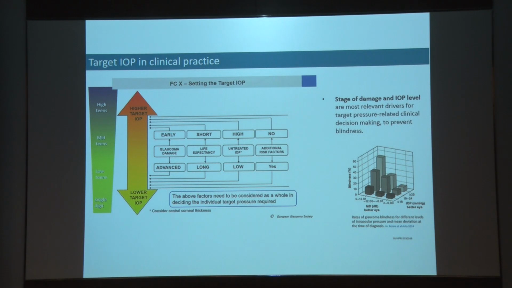The stage of damage and IOP level are the most important drivers for target pressure related clinical decision making to prevent blindness.